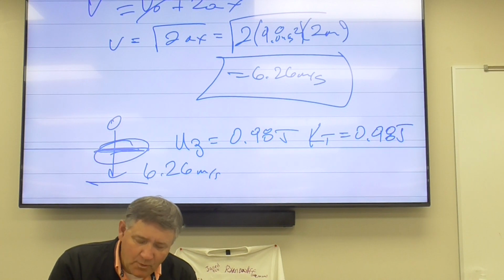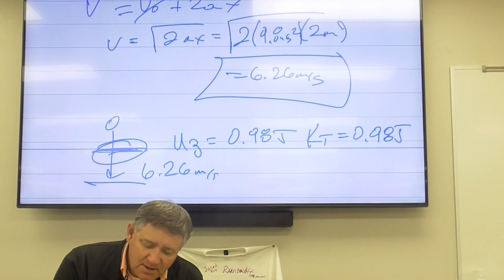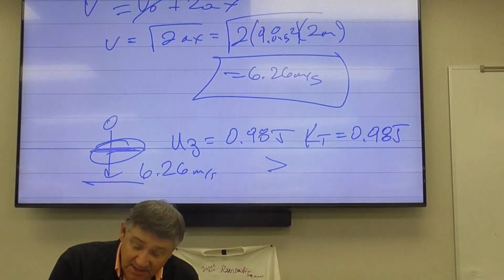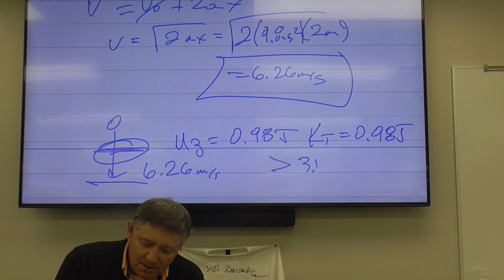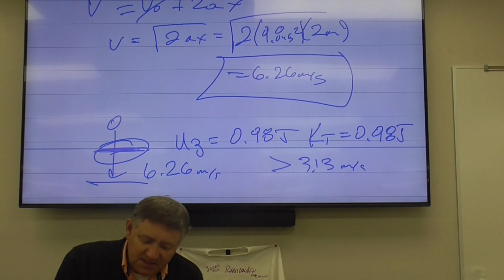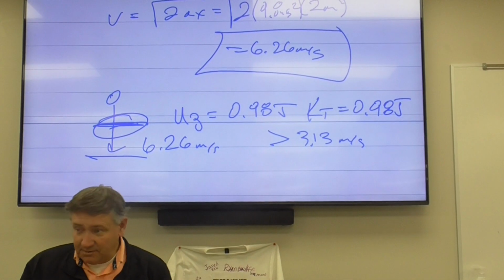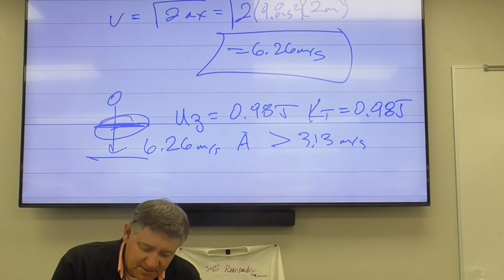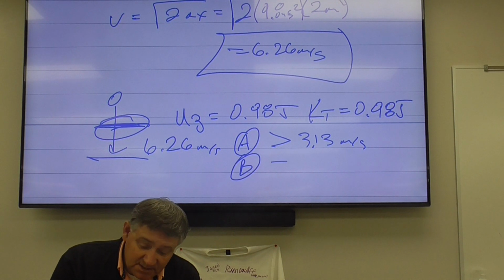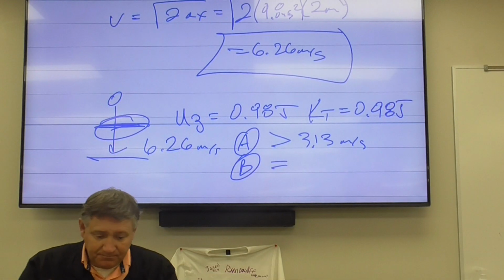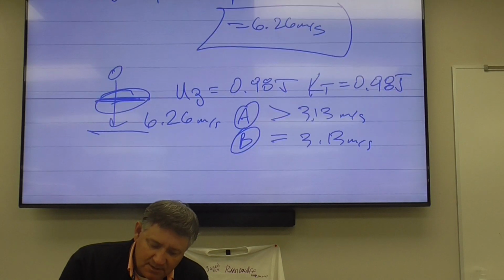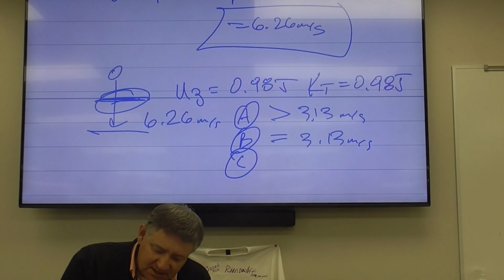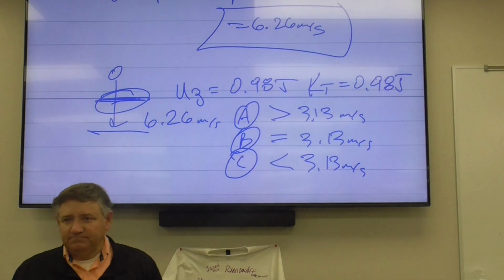At the halfway point, here are your choices. The velocity is, if you take half of that, you get 3.13. So one option is the velocity is bigger than 3.13 meters per second. That's choice A. Choice B is, since everything is getting split, the velocity is just going to be 3.13 meters per second. Or option C, it's actually less than 3.13 meters per second.